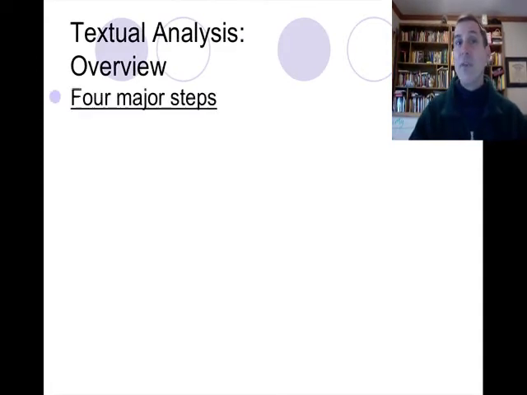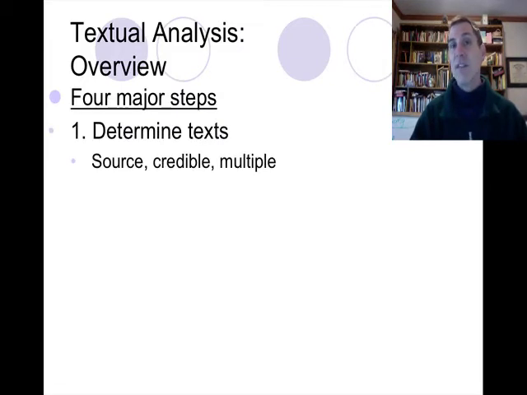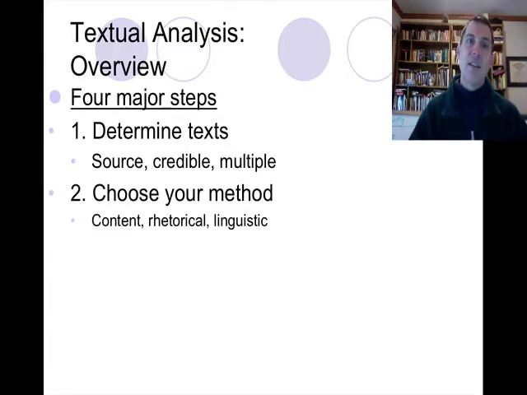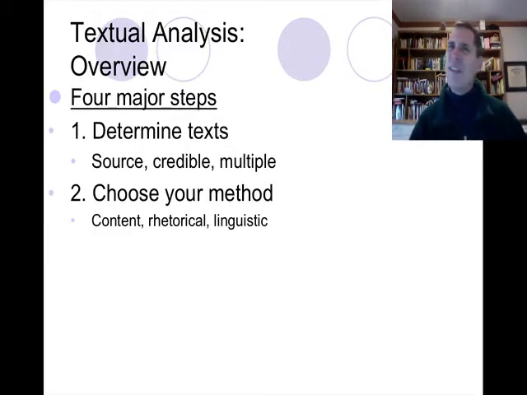Let's begin with an overview. We're going to talk about 4 major steps in the textual analysis process. We're going to talk about determining text and what text to select. And we'll make sure that by email within Blackboard and an assignment, you understand one of your first minor assignments related to textual analysis. We're going to talk about 3 different ways of analyzing text.